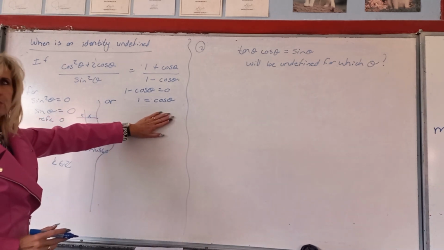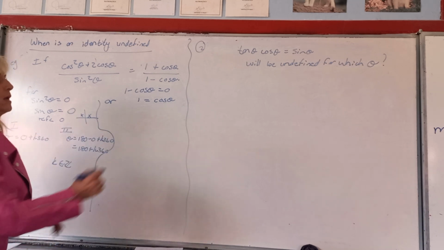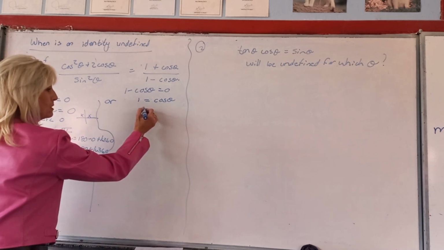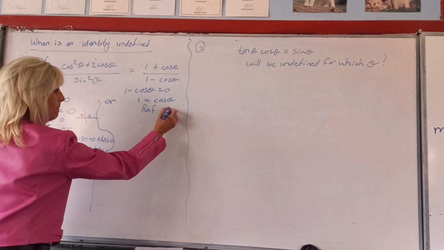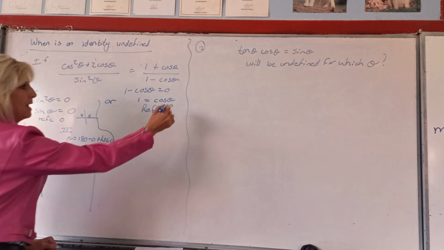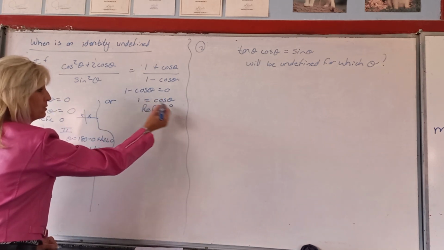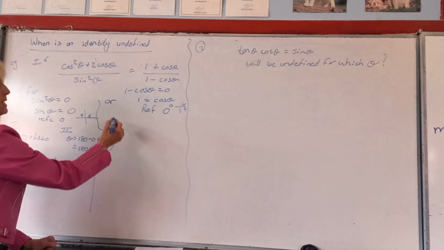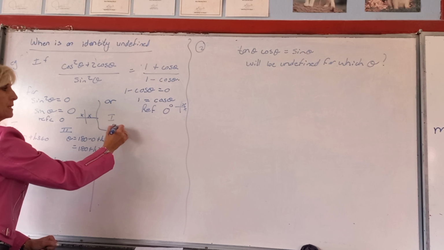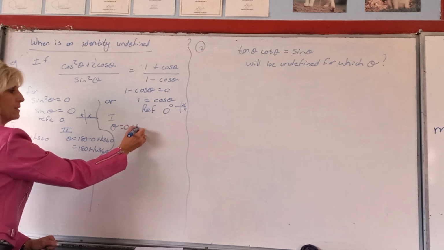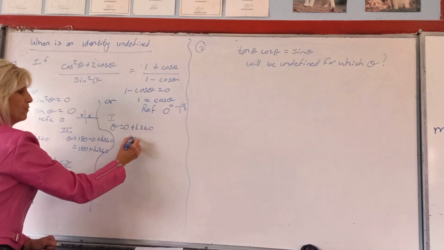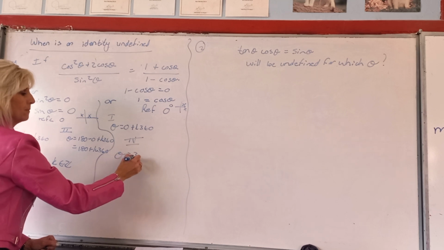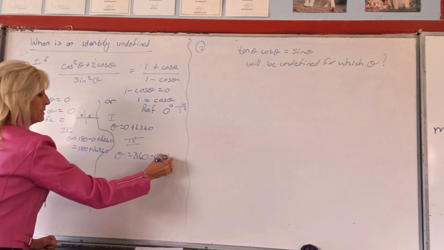Or, when 1 is equal to cos, that's also a type 1. Meaning that 1 is equal to cos for reference angle 0. And in which quadrants is cos positive? First and fourth. So for the first quadrant, theta is equal to 0 plus k360. And for the fourth quadrant, theta is equal to 360 minus 0 plus k360.